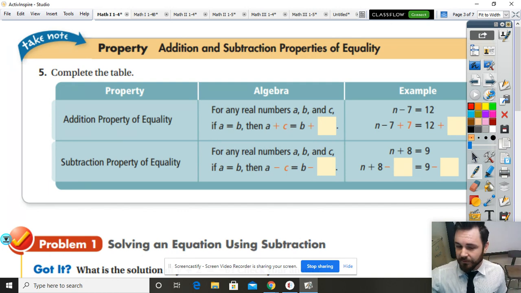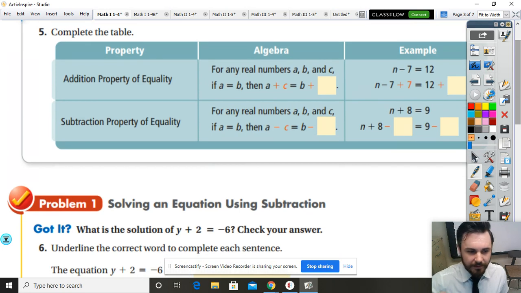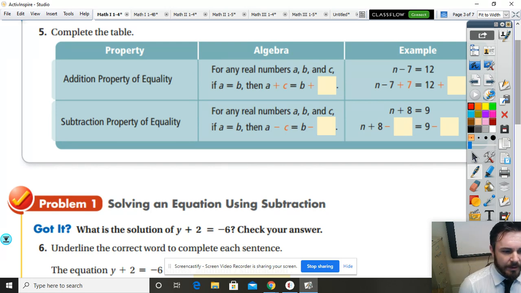We have this thing called the addition and subtraction property of equality. Now, it sounds weird, but to be honest, you do this all the time. Okay? So if A equals B, if I add, so I'm jumping to this section right here.